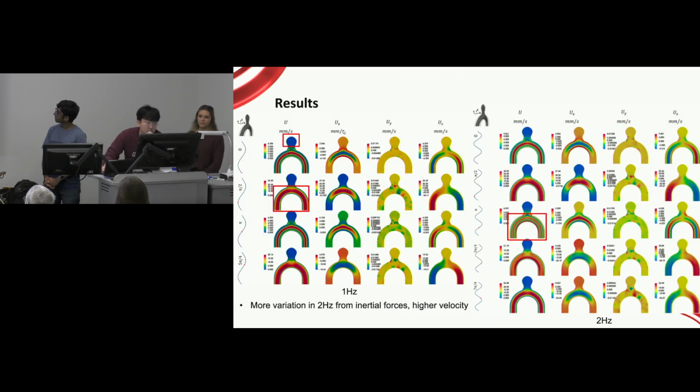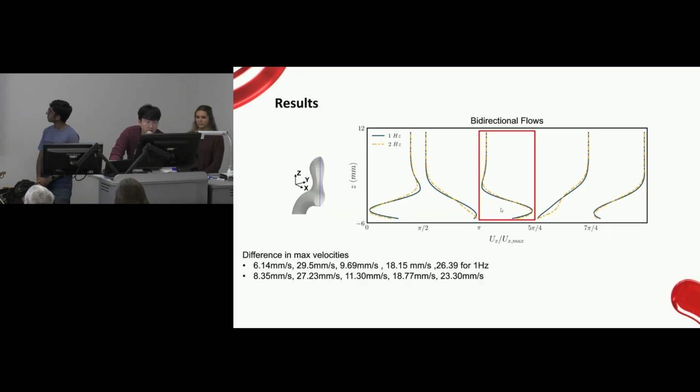Then looking into the velocity, as we noticed from the previous particle tracking, there is relatively low velocity in the aneurysm sac. You can also see in the parent artery for 1 hertz, there is a uniform flow. And as the phase changes for 2 hertz, there are multiple layers of velocities as the inertial force pushes the flow backwards, as the flow switches from upstream to downstream, to downstream to upstream. This bidirectional flow is further shown in this figure, especially at pi, due to the inertial forces. All in all, there was a higher velocity in the 2 hertz case, which is intuitive.